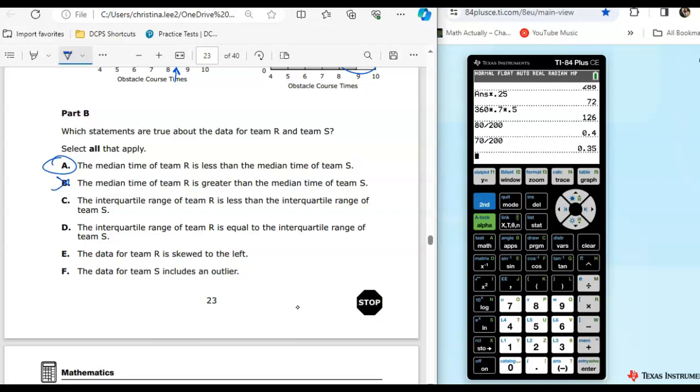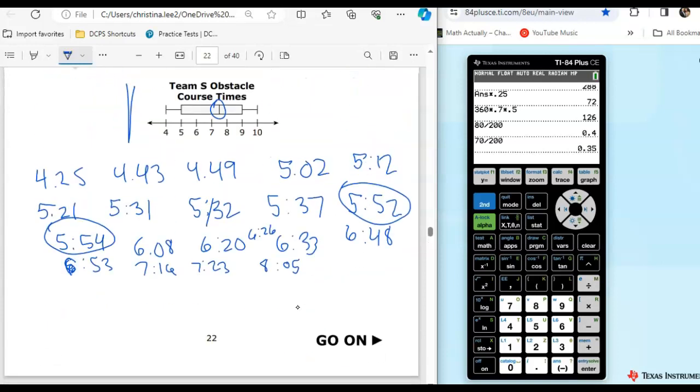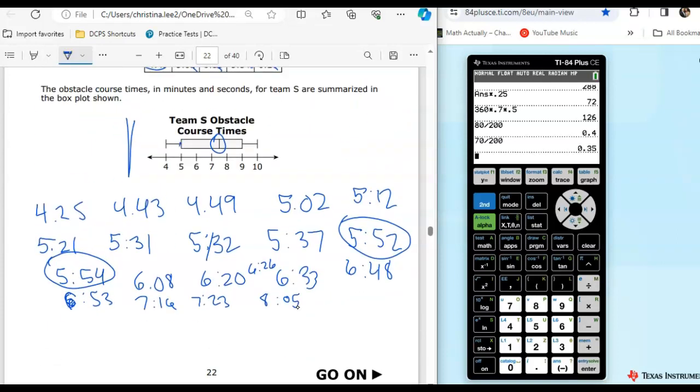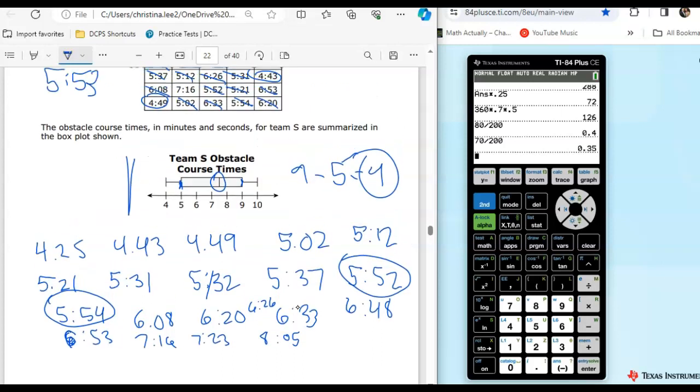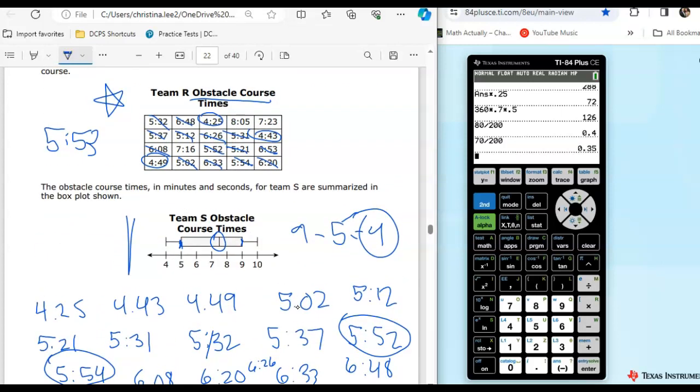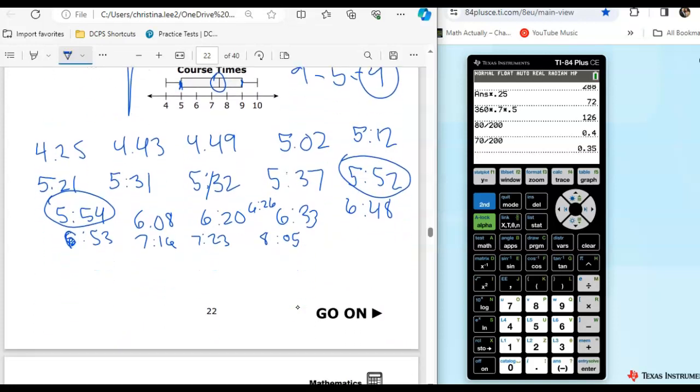Then it says the interquartile range of Team R is less than the interquartile range of Team S. So we need to calculate that. Looking at this, the interquartile range for Team S is 9 minus 5, which is 4. That data in the center, the 50% that's in the middle, is pretty spread out. So my anticipation is that the interquartile range for Team R is going to be smaller than it is for S, because that range seems to be a bit smaller. We have between 4 and 8 versus between 4 and 10.